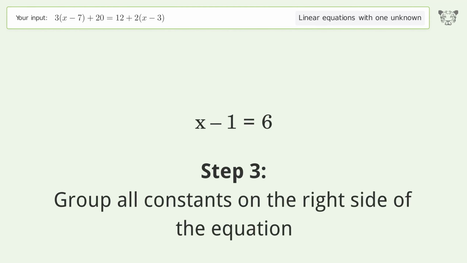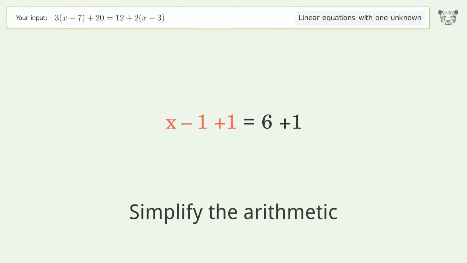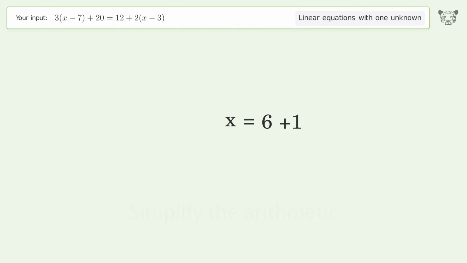Group all constants on the right side of the equation. Add 1 to both sides. Simplify the arithmetic. And so the final result is x equals 7.